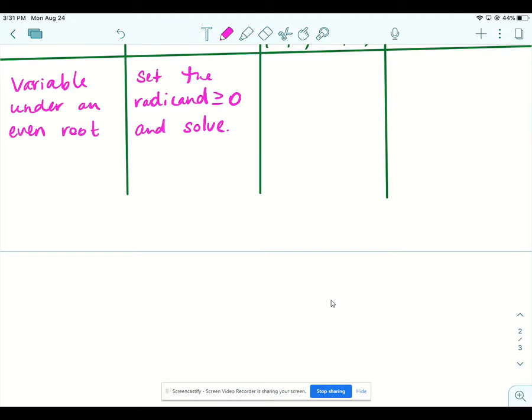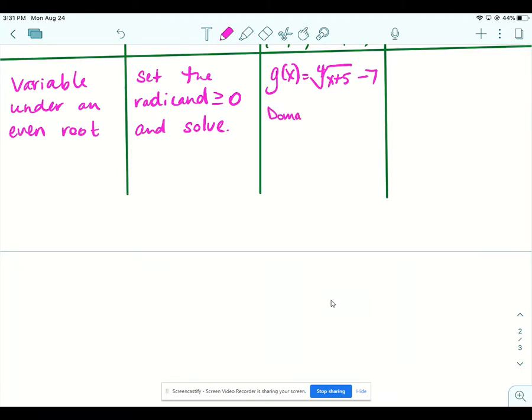All right, so let's look at an example. We want to find the domain of g of x equals the fourth root of x plus 5, minus 7. So the minus 7 is not under the root.